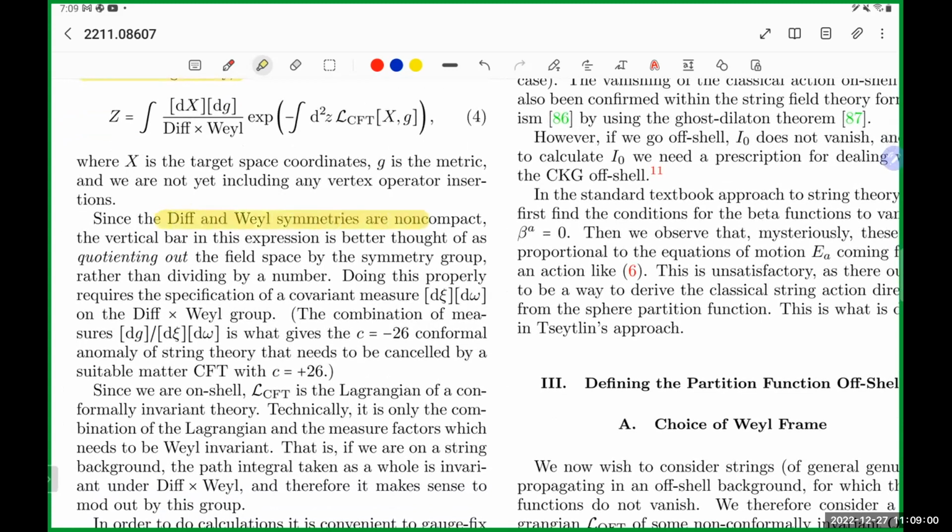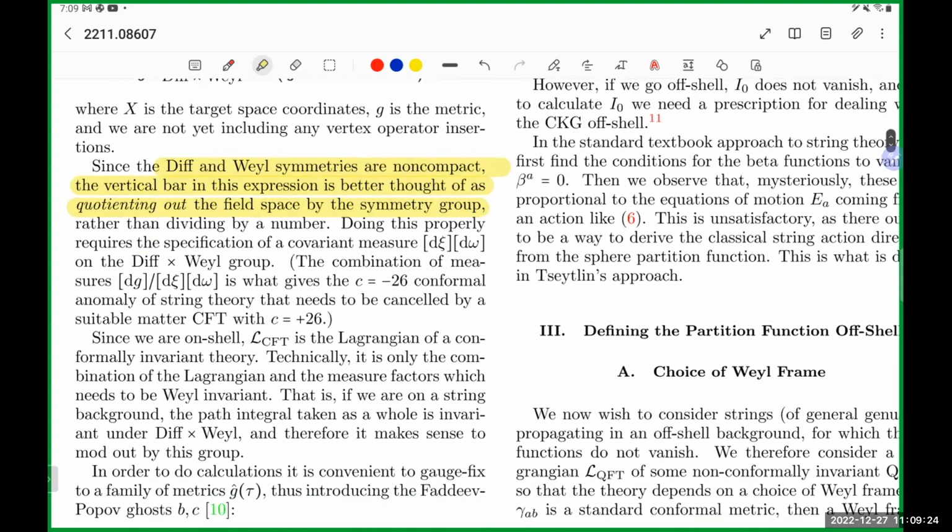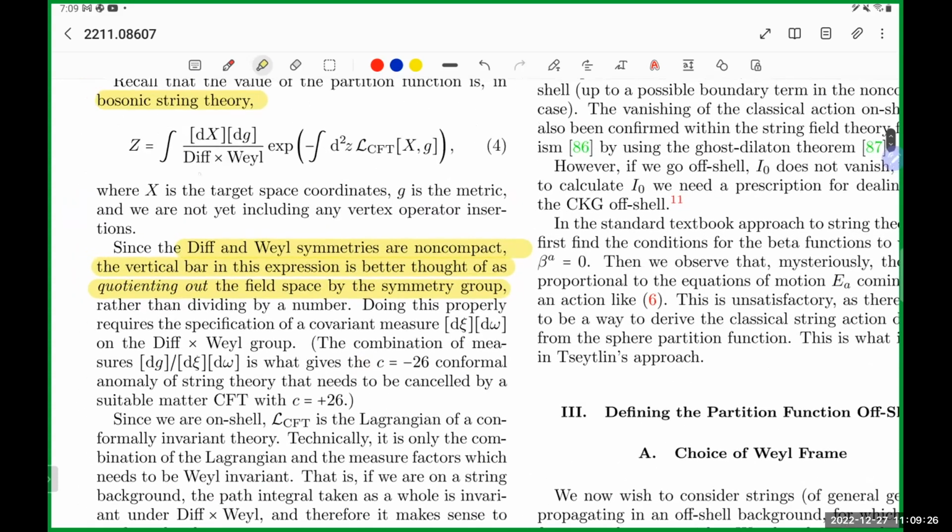The diff and the Weyl are non-compact. So this vertical bar, we better think of it as quotienting out by diff cross Weyl, not dividing by them. The vertical bar is better thought of as quotienting out by the field space of the symmetry group rather than dividing by a number. It's really important, and it's going to come to our third central result of our paper, which is the gauge orbits. And how do we deal with the SL2C, right?